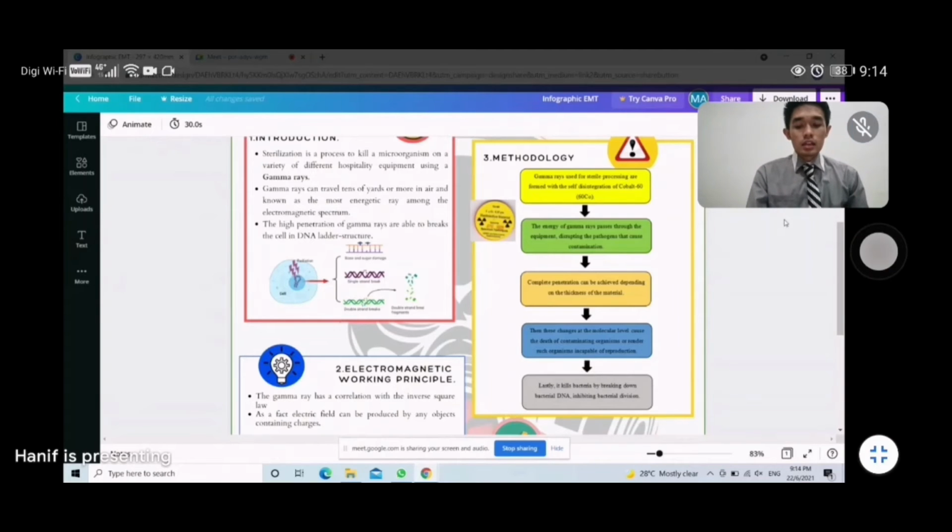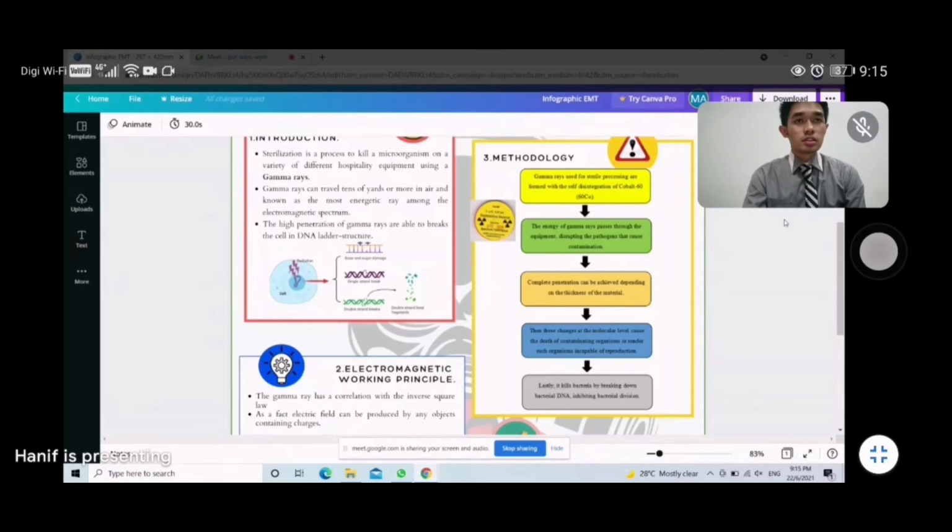This gamma ray is a physical means of sterilization because it kills bacteria by breaking down bacterial DNA. The energy of the gamma rays passes through the equipment, disrupting the pathogens that cause the contamination. Complete penetration can be achieved, depending on the thickness of the material.